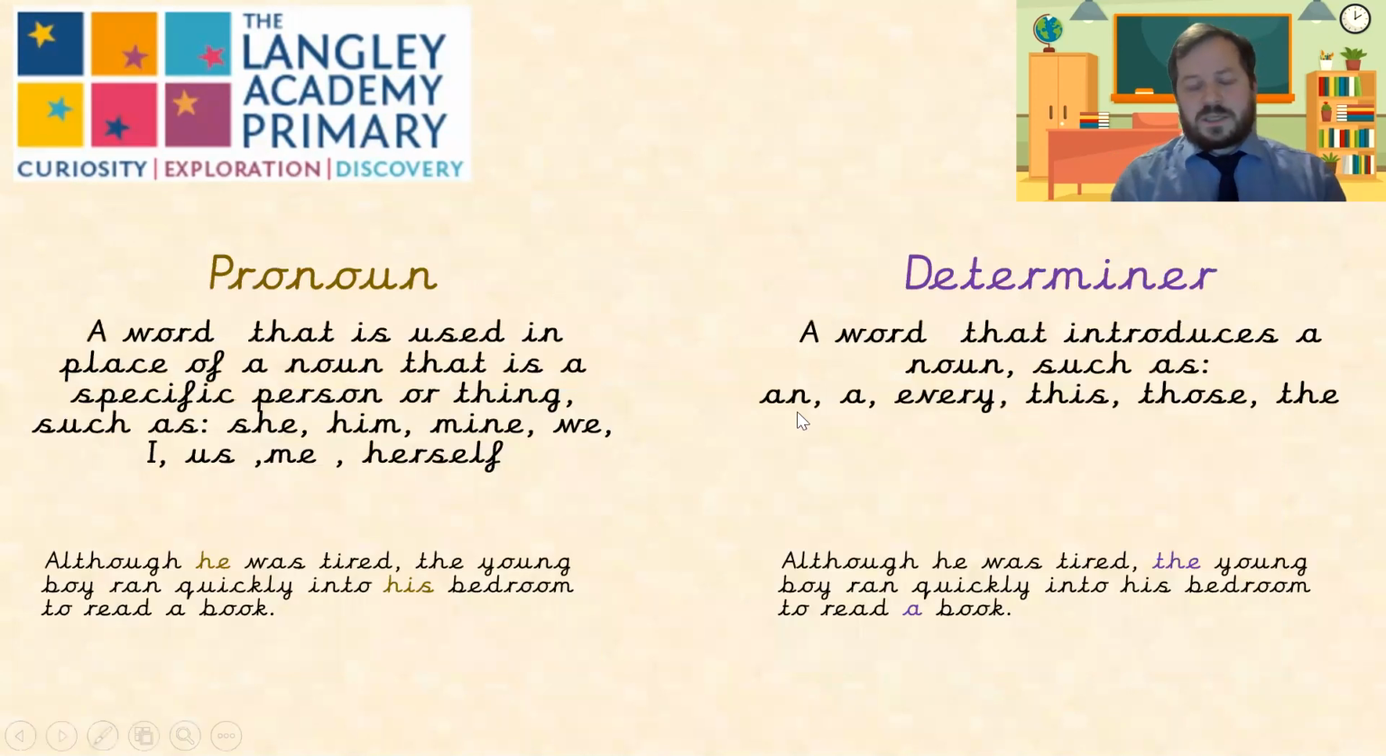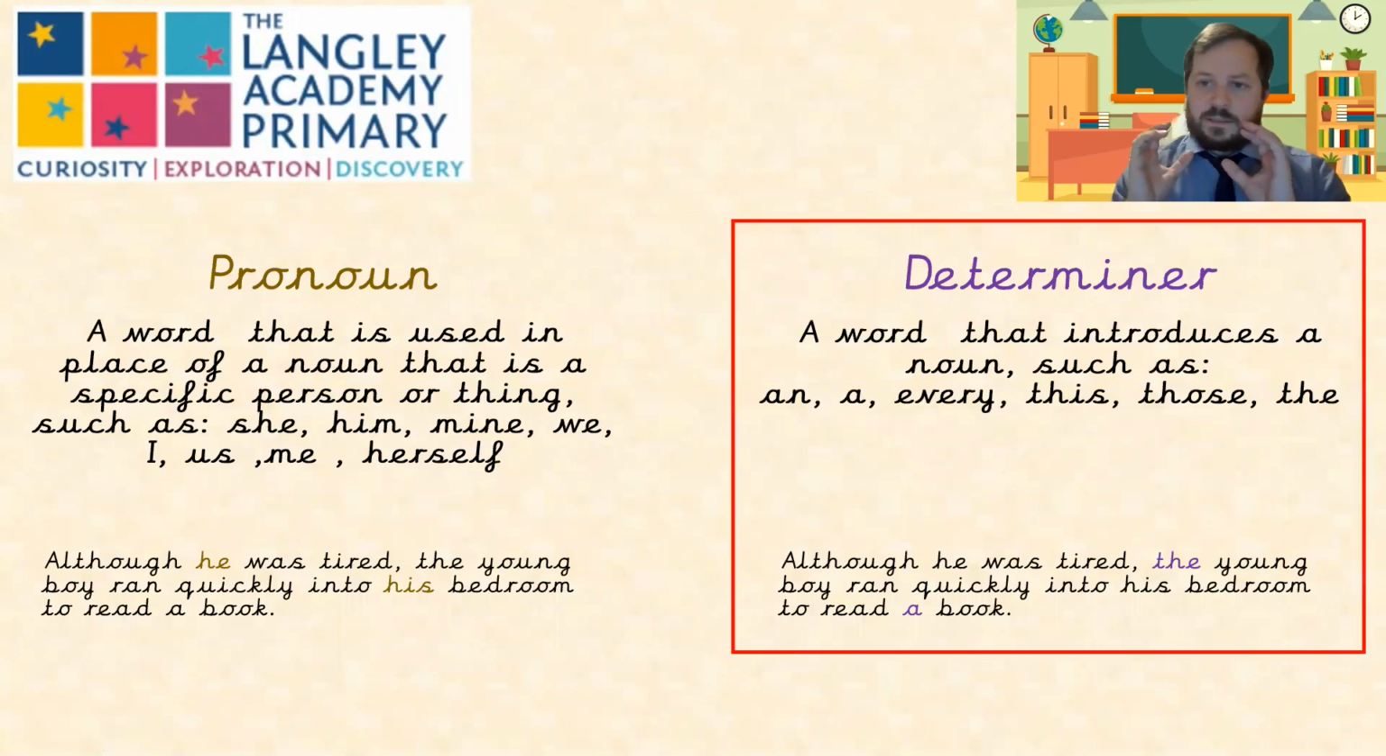What we're actually going to focus on today is determiners, words that introduce a noun, such as an, every, this, those, and the. The example we have in this sentence was the and a: although he was tired, the young boy, being the adjective and noun, the being the determiner, ran quickly into his bedroom to find a book.